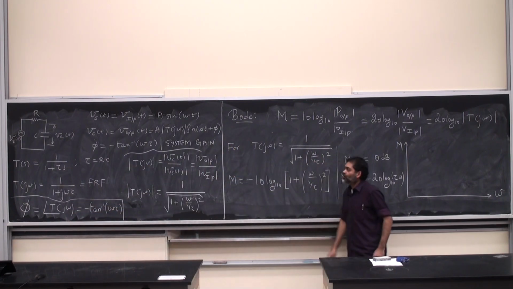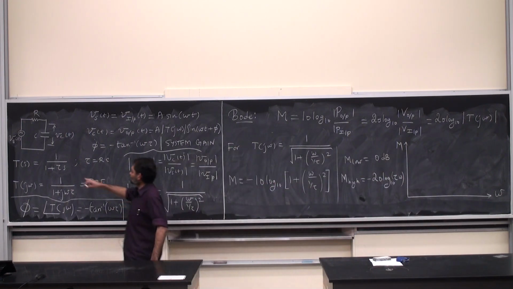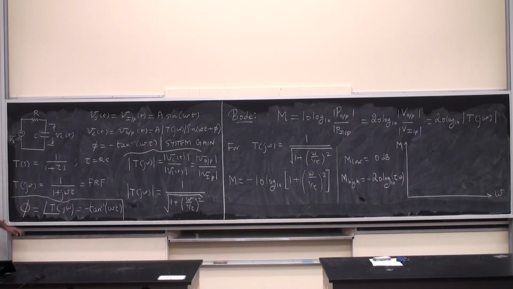We also were able to come up with a transfer function for the system, which is T of S written right here. The tau is a time constant. It's R times C, resistance times capacitance. Important takeaway is this quantity here. This is your frequency response function. This is the quantity that we will always be looking for when you perform frequency analysis.